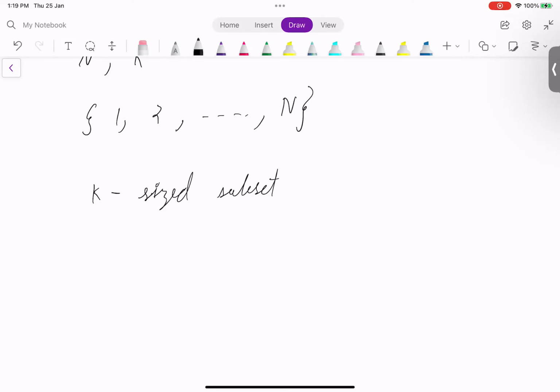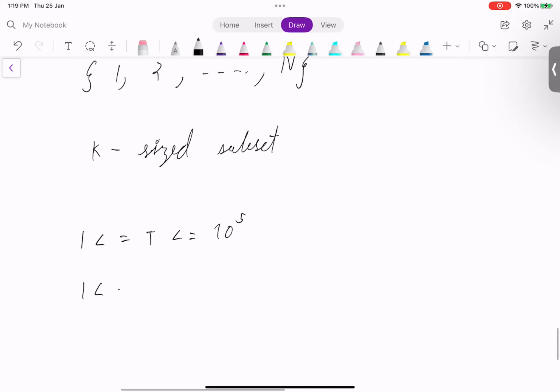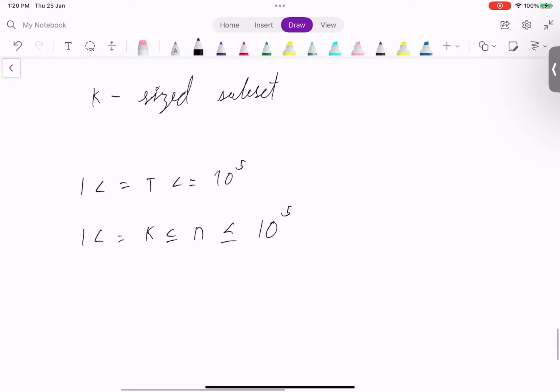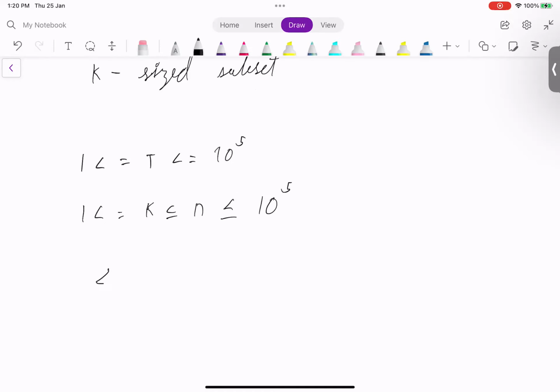So if we look at the constraints, test cases can be in the range 1 to 10 power 5, and K is less than or equal to N, and N can be in the range 1 to 10 power 5. And it's guaranteed that the summation of N over all test cases won't exceed 2 into 10 power 5.